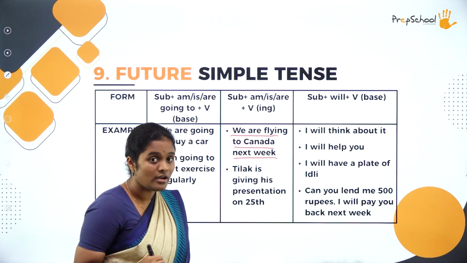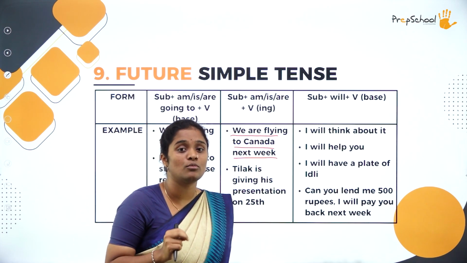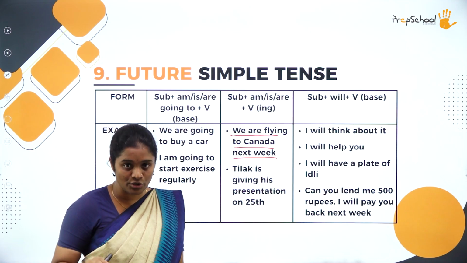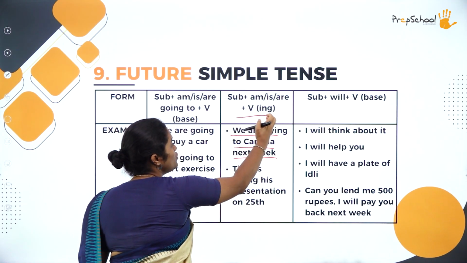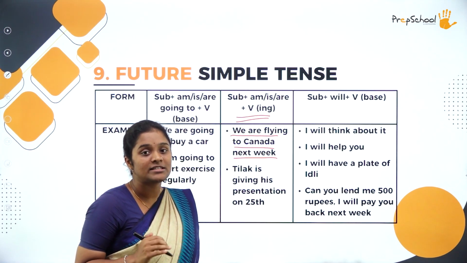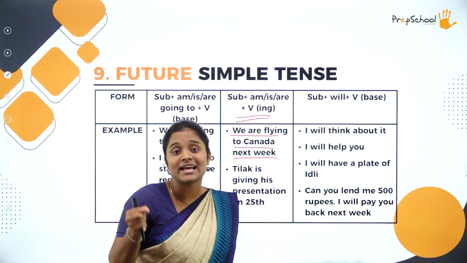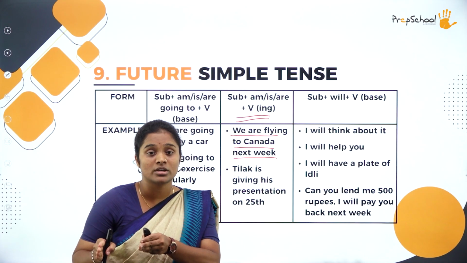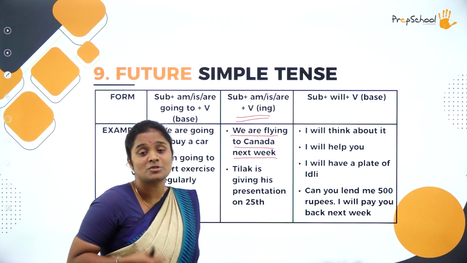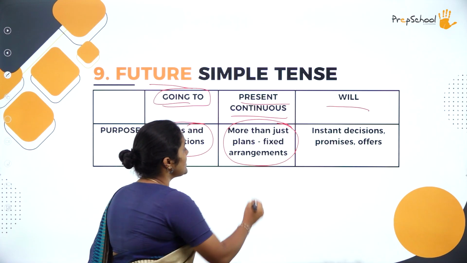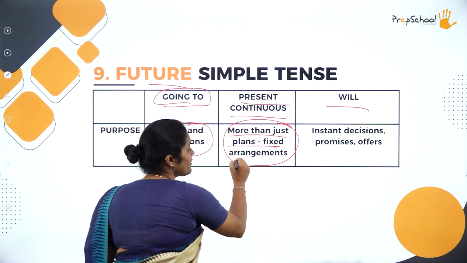When you're sure, when you have plans, this is at what time your class is scheduled. "I am going to" and present continuous is the format that you can use for the future. What are you going to say? I am going to take class at 5 o'clock. My time is scheduled. There's a lot more than just planning or intending to take class, isn't it? Hence, it is more than just plans or fixed arrangements.